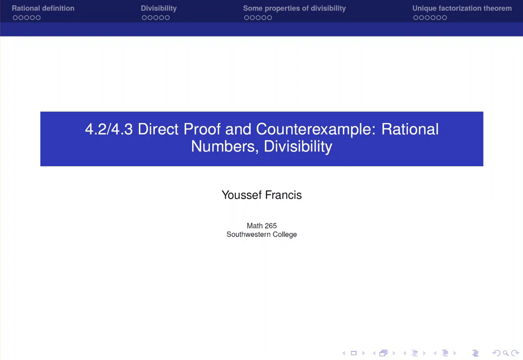As you can see on your screen, we're going to be working on sections 4.2 and 4.3 together at the same time because the concepts are very similar. The title here is Direct Proofs and Counterexample. We're going to be working with rational numbers and divisibility. So most of our proofs will involve working with rational numbers and divisibility.